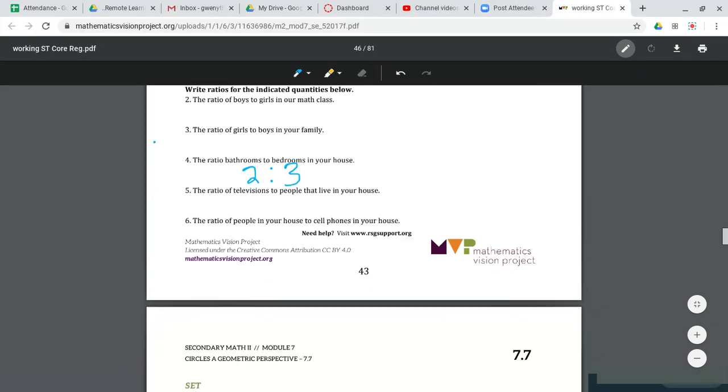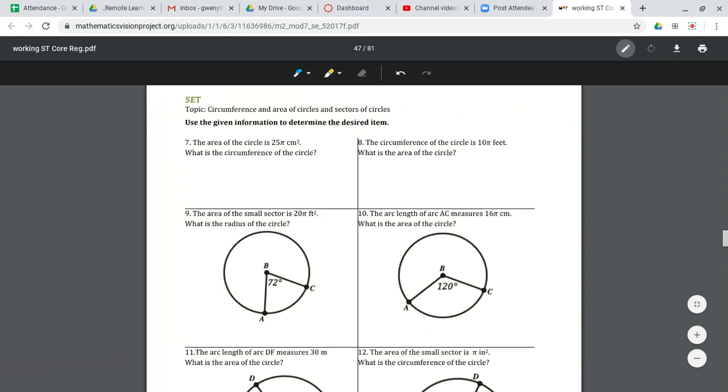Okay, the next section. So we are looking at the circumference and area of circles and sectors of circles. Like I said, there's a lot to do with circles on here. Circle is your key word for this lesson.